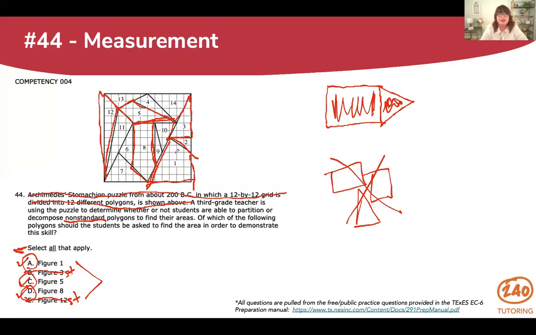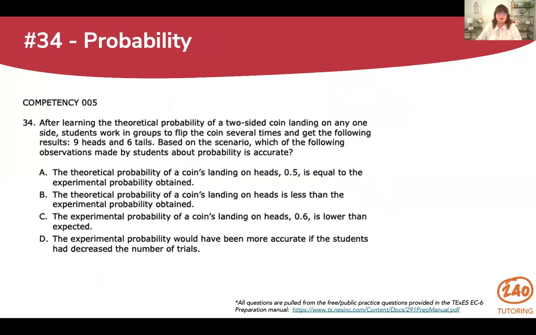How would I take these apart in order to find the area? So if I were looking at like figure number 1, I would probably split this into some rectangles and triangles to make this work. Okay? So that one, again, knowing your vocabulary. Knowing your vocabulary. Now let's look at this one, probability. This is competency 5, probability.